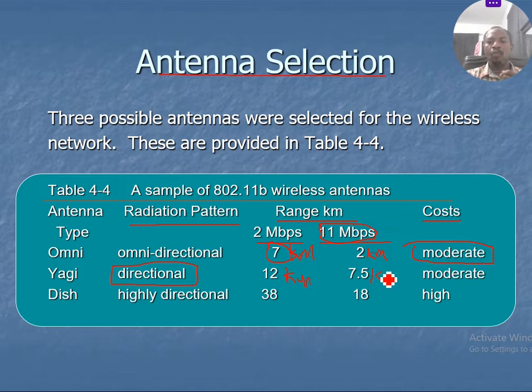So it depends on which speed you're looking at, and that will establish the distance range that it can cover. Yagi antennas are also considered to be moderate in cost. Now, a dish is a highly directional antenna. If you're looking at the speed of 2 megabits per second for a dish, then it can cover about a 38 kilometer distance range.